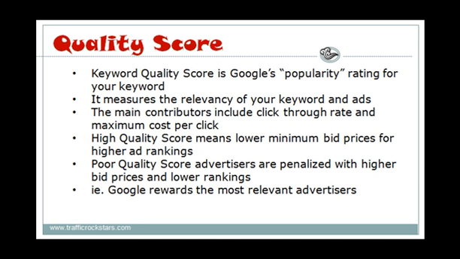So for example, if your click-through rate is high, a lot of people are clicking on your ads, Google sees that your ad must be relevant, so it's pegged as a high relevancy ad and you're given a higher quality score. And higher quality score means for you lower minimum bid prices for higher ad rankings. Poor quality score advertisers are penalised with higher bid prices and usually lower ad rankings as well. So basically Google rewards the most relevant advertisers.